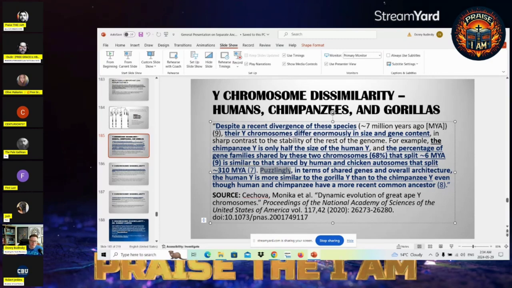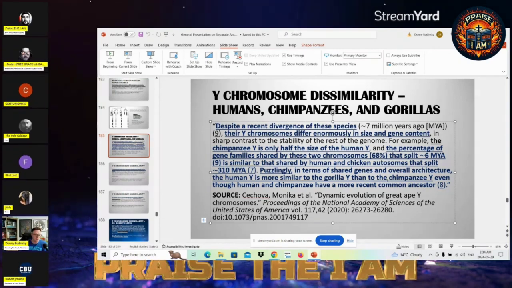Okay, Fro, look at this. But again, this is not science. This is just, well, maybe this, maybe that, story time, imagination. Notice this, puzzle. This is their own words. Puzzlingly, this is a puzzle to them in terms of shared genes and overall architecture. The human Y is more similar to the gorilla Y. That's a break in the nested hierarchy. That means your human Y chromosome and gorilla Y chromosome are more alike than either is to the chimpanzee Y chromosome. And notice what they say here. This is 2020, by the way. This is 10 years after the original paper. They're still puzzled. They're puzzled for 14 years.